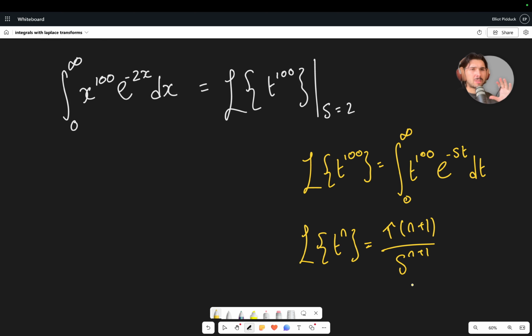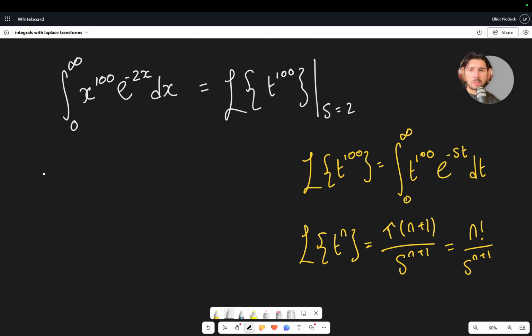And in this case, because maybe you don't know what the gamma function is, maybe you don't know about it or you're not that confident with it, because n is a natural number here, we don't need to use the gamma function. In this case, we can use the factorials. So it's n factorial over s to the power of n plus 1. Okay, so don't be confused by the gamma function if you don't know much about that. We can use n factorial.